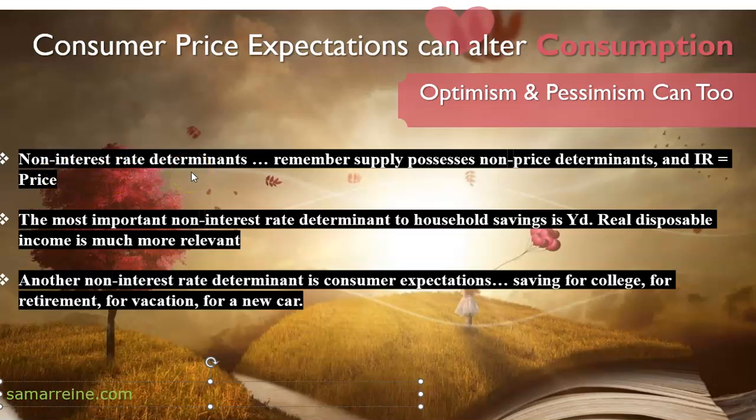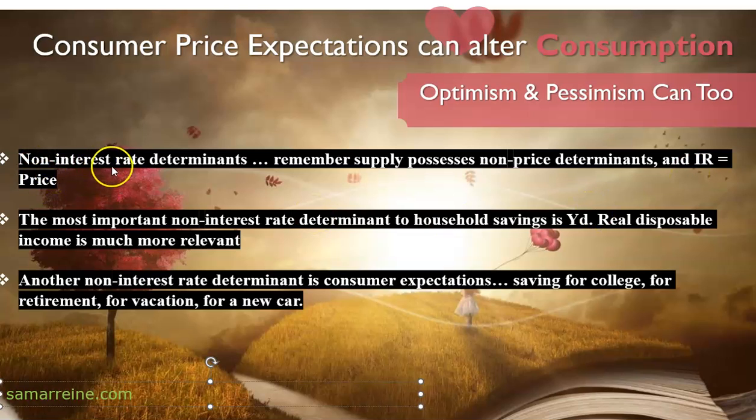Now, especially to classical economists, interest rate determinants are very important because they are price determinants. Keynes is coming to the non-price determinants. And the biggest non-price determinant is actually disposable income. So non-interest rate, remember, supply possesses non-price determinants and interest rate is a price.